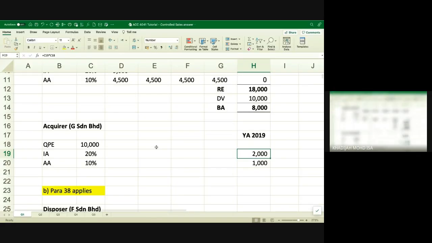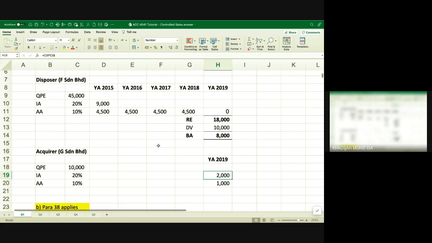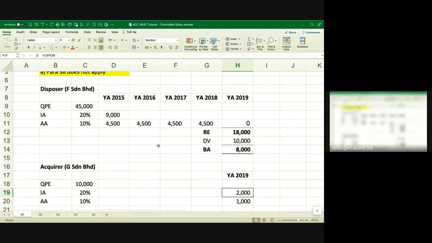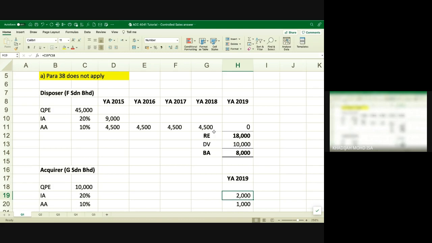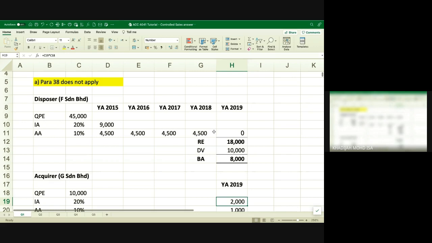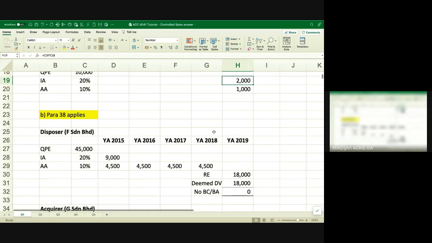Right? So that is YA 2019 to G Sdn Bhd. So this is the normal computation, right? Under third party disposal, where you have to compute the RE, what is the disposal value, and decide whether it's a balancing allowance or a balancing charge. To the acquirer, the QPE is the amount paid for, or the amount consideration paid for the asset, and that would be a claim in the first year that the company acquires the asset, right? So that is how we compute when there is no control transfer, or when this is a transfer to a third party.